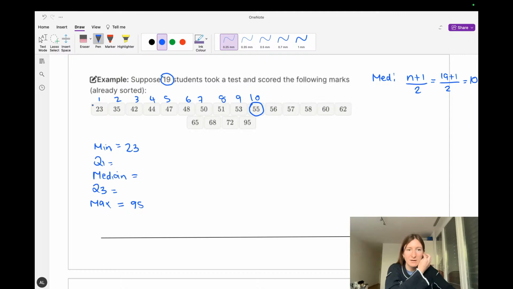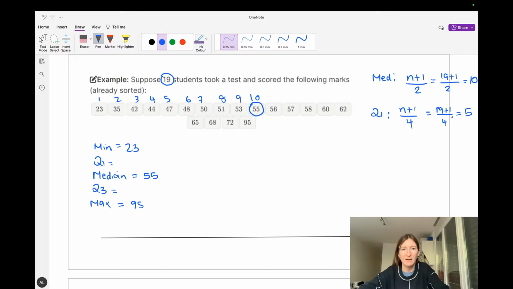Did I count that right? 1, 2, 3, 4, 5, 6, 7, 8, 9, 10. Yeah. So my median is 10 through the data, so it is 55. Then my quartile 1 is a quarter of the way through the data. So that's n plus 1 divided by 4. So 19 plus 1 divided by 4, which is 5. So the 5th value, which is 47.